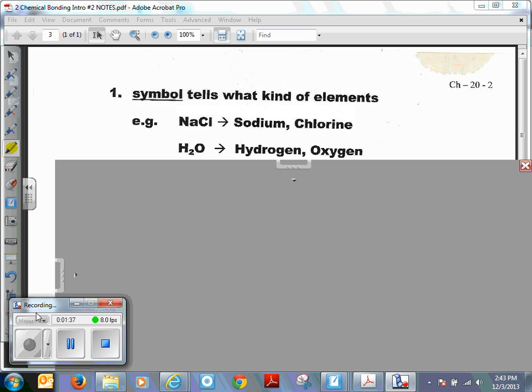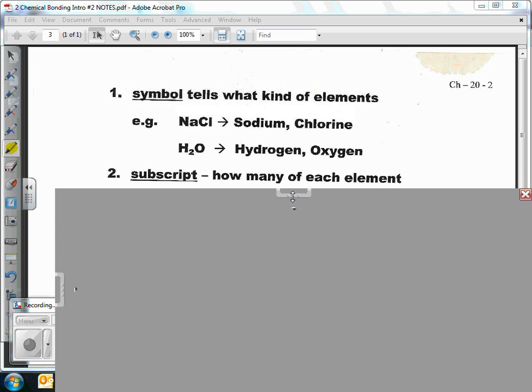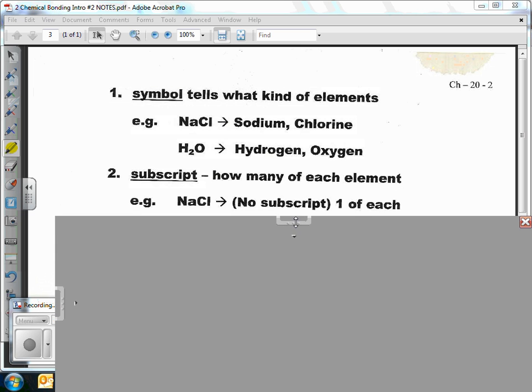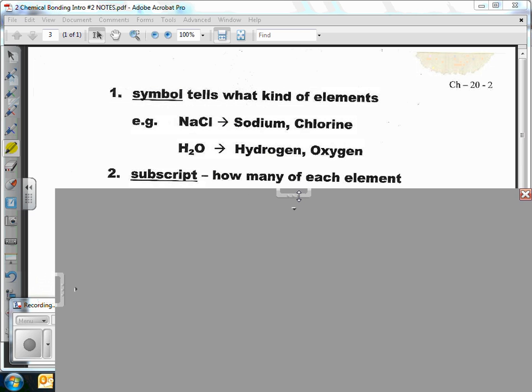The kind of number it is, is called a subscript, because it's below, like a submarine is below the water. A subscript is below the script that's written. The definition of subscript is how many of each element, but I want you to put in here how many of each element just before the subscript.